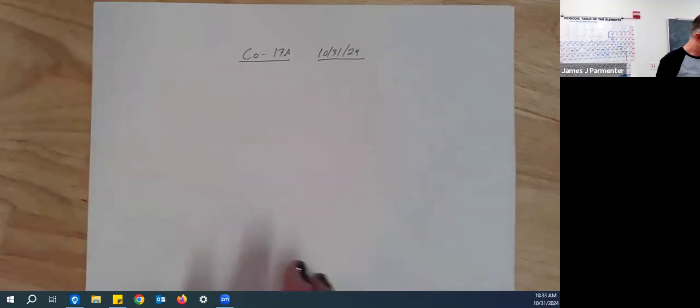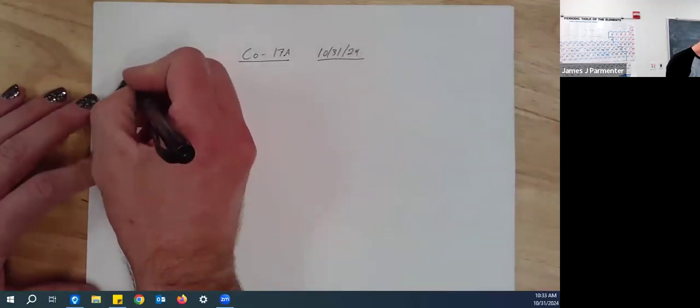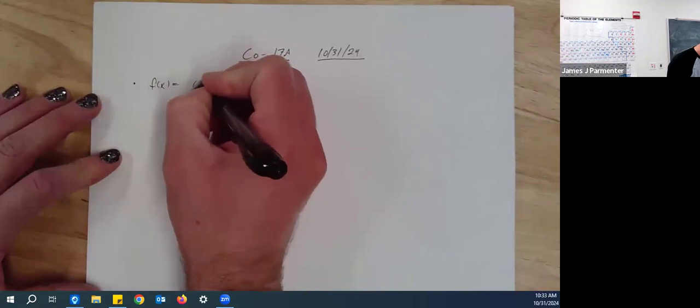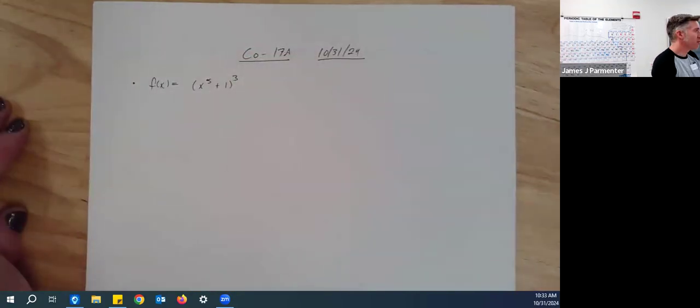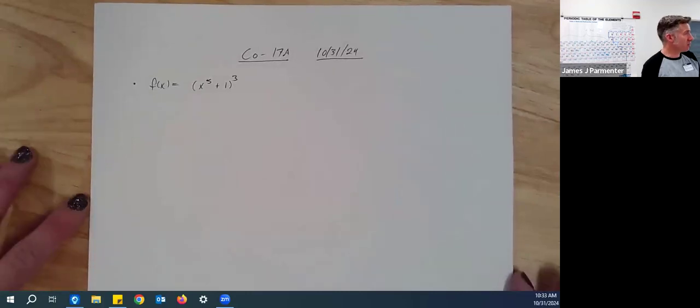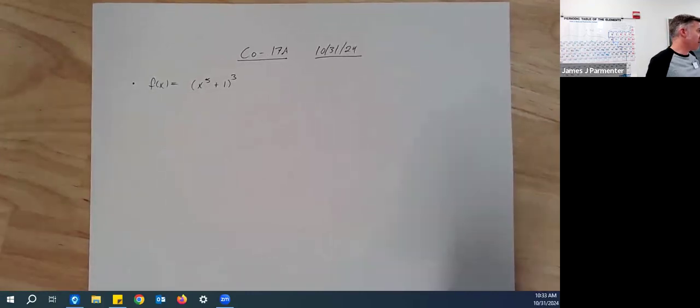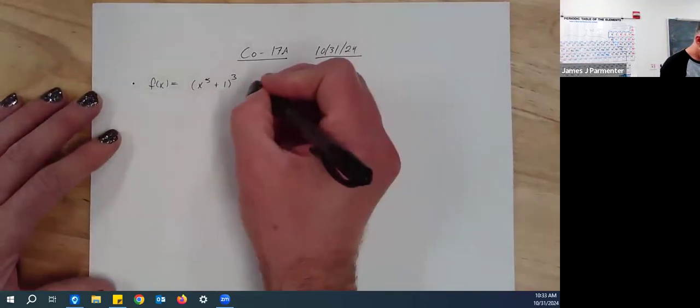Let's start here. So let's say that we want to take the derivative of f of x equal to x to the fifth plus 1, cubed. Pretending like we don't have the chain rule for a minute, because we don't yet. We haven't talked about this in this class. So if you don't have the chain rule, we're going to multiply it out first. So we're going to expand this.